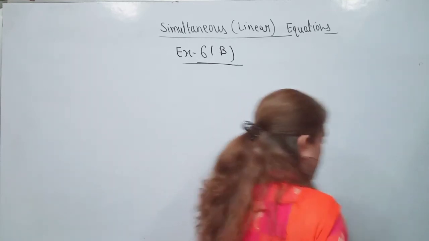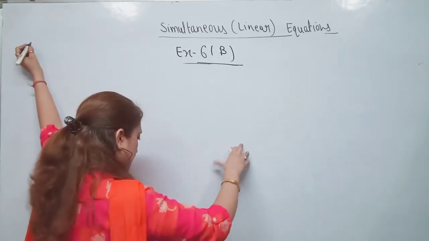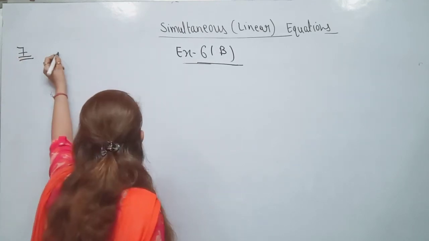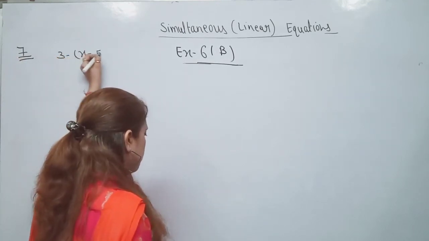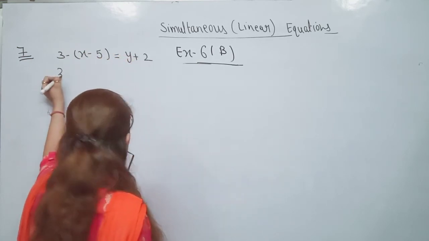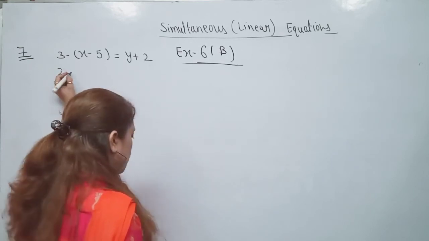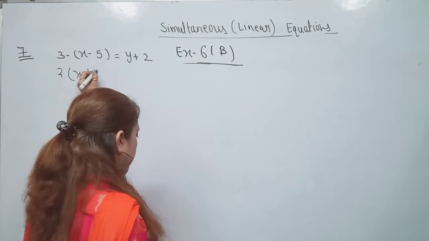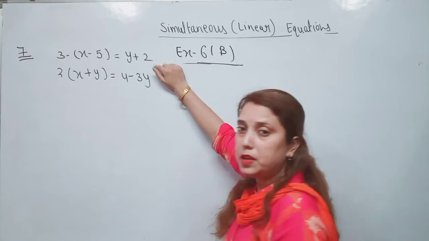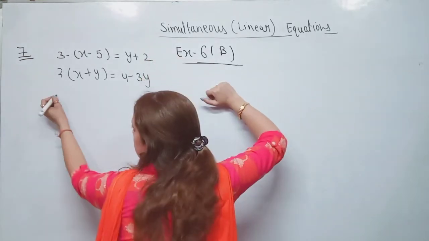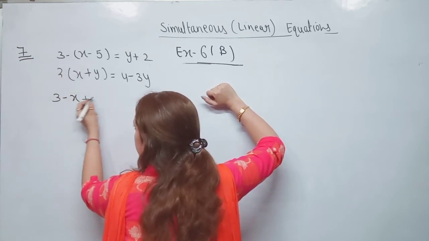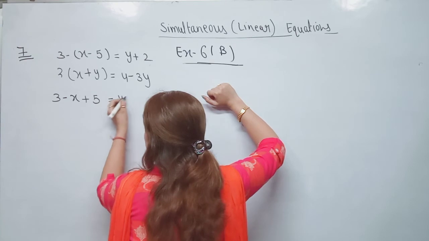This is question number 7, I think. 3 minus (x minus 5) is equal to y plus 2. And the other equation is 2(x plus y) is equal to 4 minus 3y. So first we solve the first equation. First is 3 minus x minus minus, open the bracket, plus 5 is equal to y plus 2.